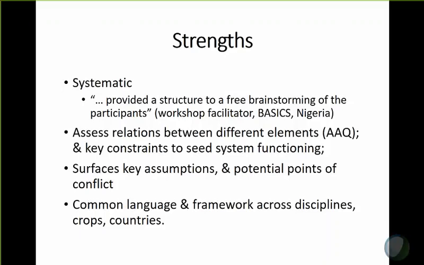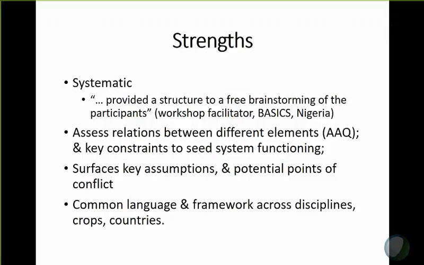And I think from the clusters' point of view and RTB, it really provides a common language for us to work across disciplines and across crops and across countries. So of course there are some limitations. If we can move on.